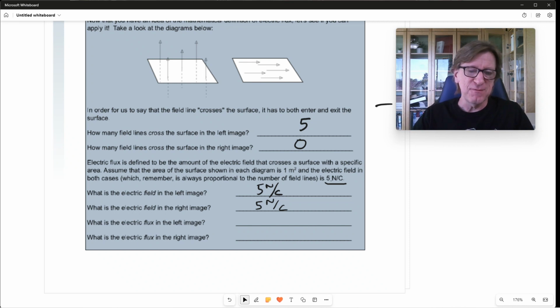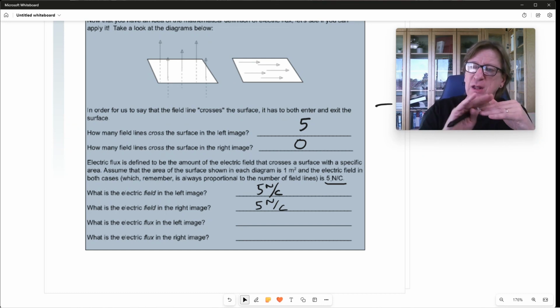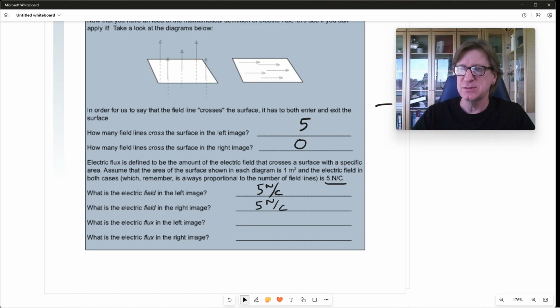Now let's talk about the electric flux. What is the electric flux? How many field lines per square meter are penetrating the surface? How many are coming in and going out in the left image? Right, so I have 5 field lines per square meter here. So in each square meter, I've got 5 of these. So that flux is going to be 5. And we decided that the units are going to be newton meters squared per coulomb, as we saw up above.